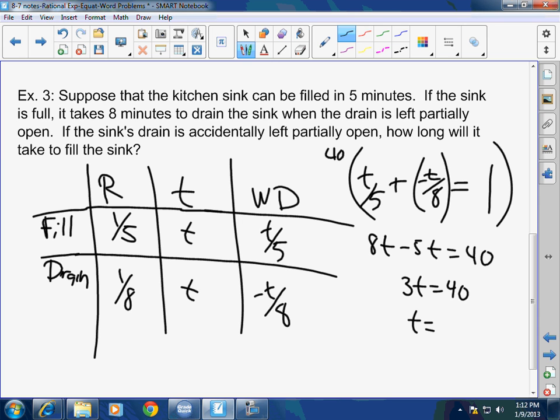So t equals 13 and 1/3 minutes. And if you think about it, guys, does that make sense? Will it take longer to fill if I'm also draining at the same time? That's where sense has to be made of it.